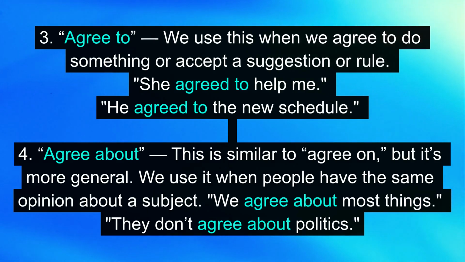3. Agree to. We use this when we agree to do something or accept a suggestion or rule. She agreed to help me. He agreed to the new schedule. 4. Agree about. This is similar to agree on, but it's more general. We use it when people have the same opinion about a subject. We agree about most things. They don't agree about politics.